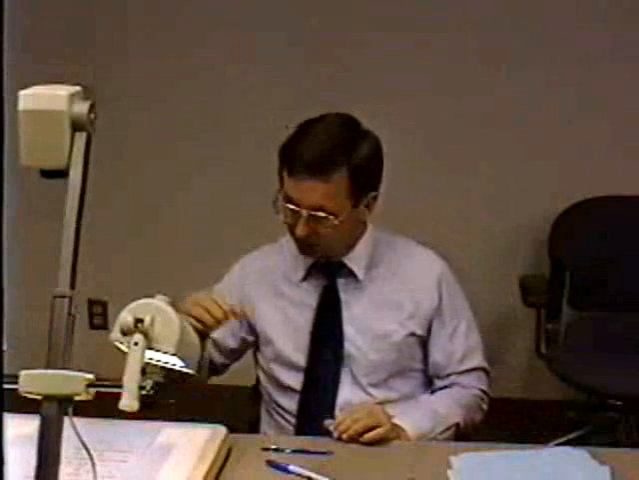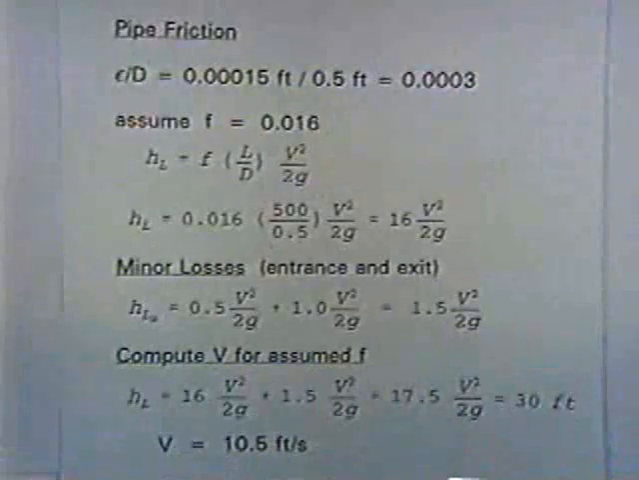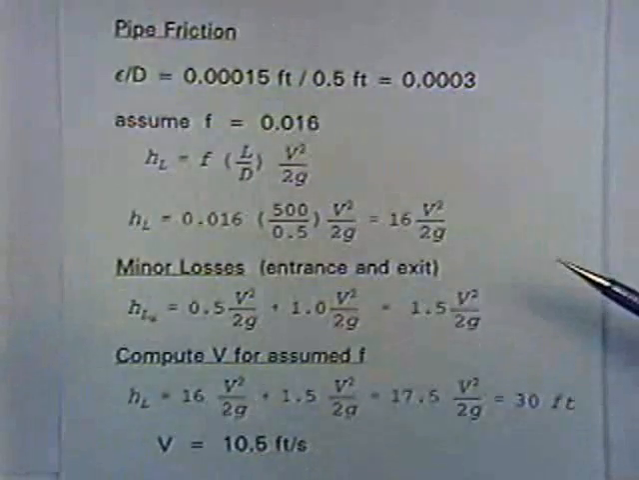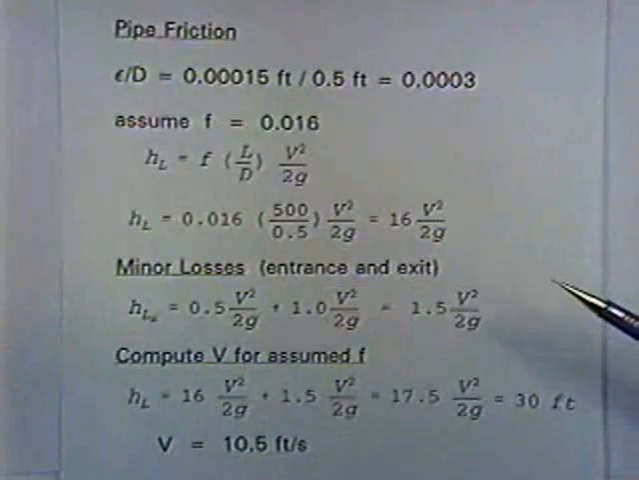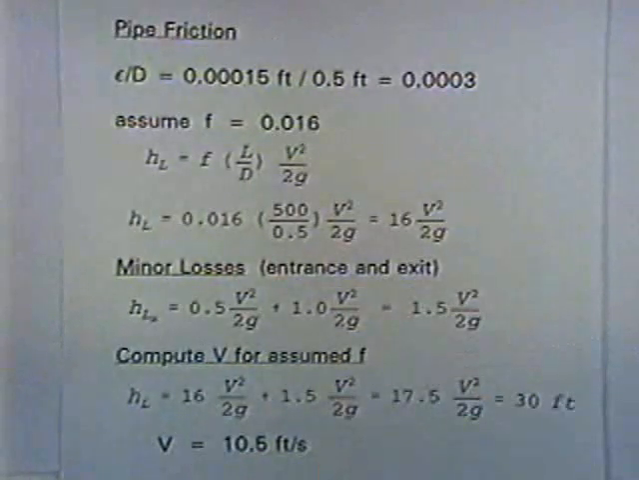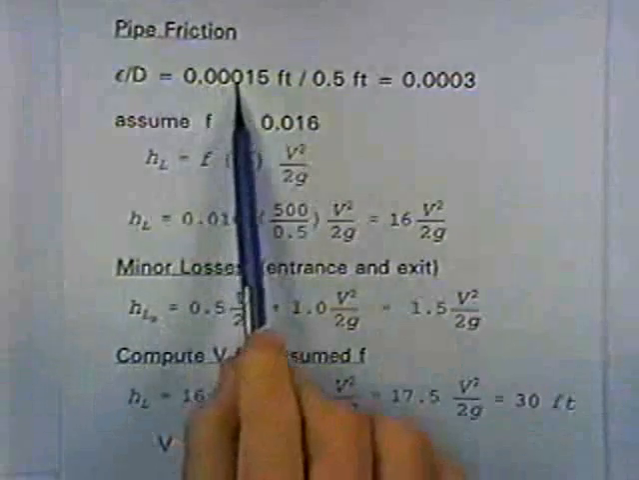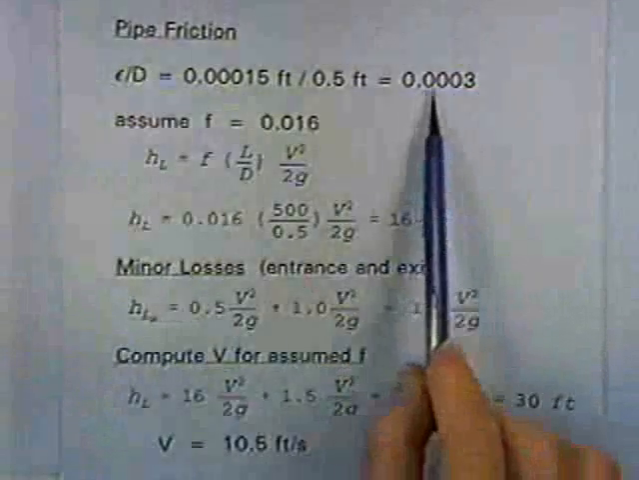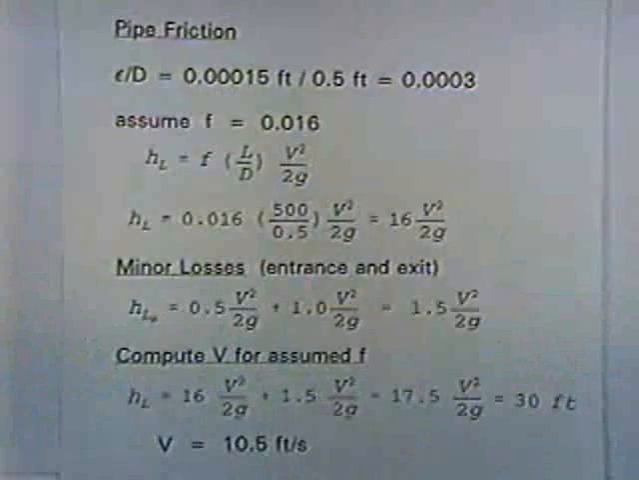We want to compute the discharge, the flow rate in the pipe, and so we choose to use the Darcy-Weisbach equation. Could have used the Hazen-Williams just as well. And here's the Darcy-Weisbach equation, reproduced here. We need to estimate a friction factor f, and this is what we know. We can estimate the roughness from the table, 0.0015 feet. The diameter of the pipe is 0.5 feet. We've got 0.003 as a relative roughness.